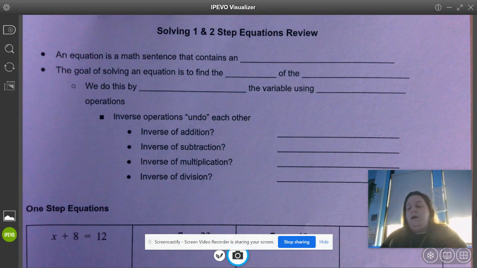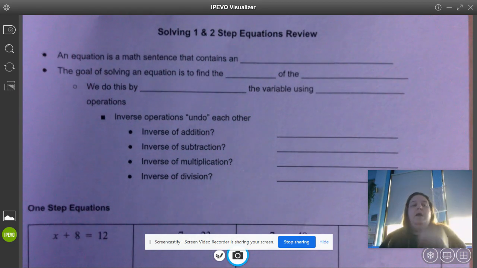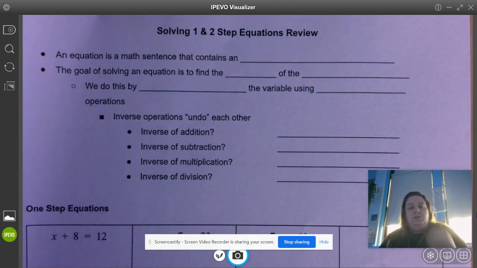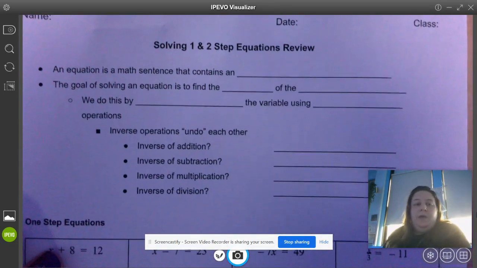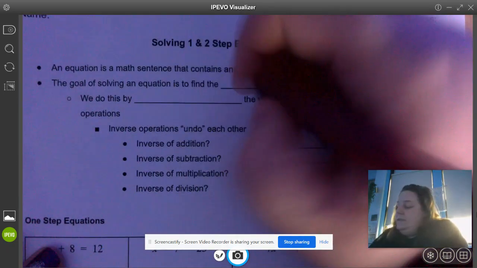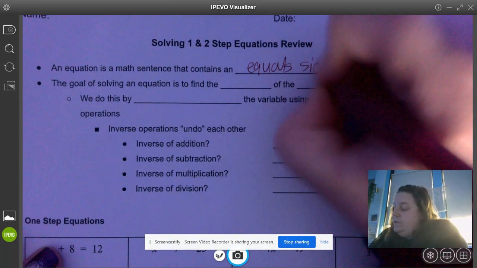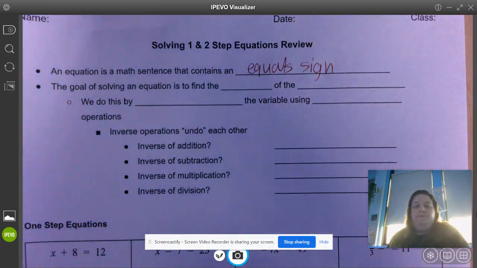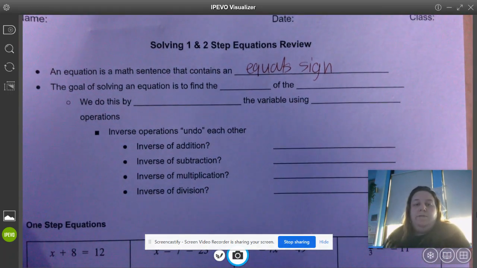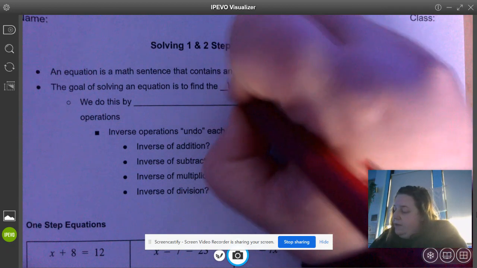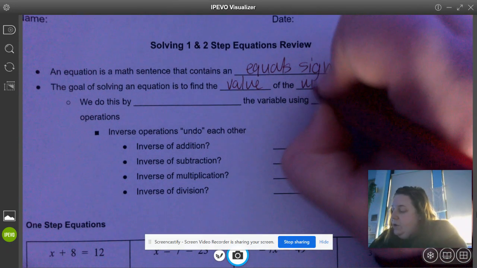I know some of these review problems are easier problems. You might be able to do them in your head, but that's not the goal. The goal is to train our brains to work and think algebraically and to be able to show our work and explain our thinking. Okay. All right. So an equation is a math sentence that contains an equal sign. So we're saying that two expressions are equivalent to each other. And the goal of solving the equation is to find the value of the unknown.